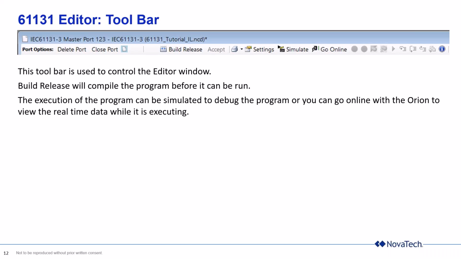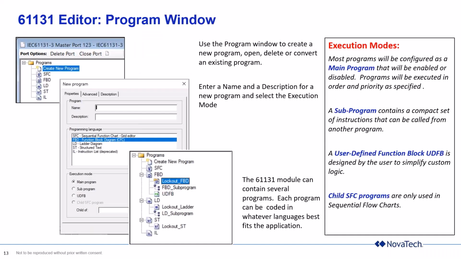I'm gonna go back and we go online. I'm gonna show a little more of how the settings part works. And like I said before, one of the main reasons why most customers use 61131 is the fact that you can simulate online or offline. And that's what the program window looks like.